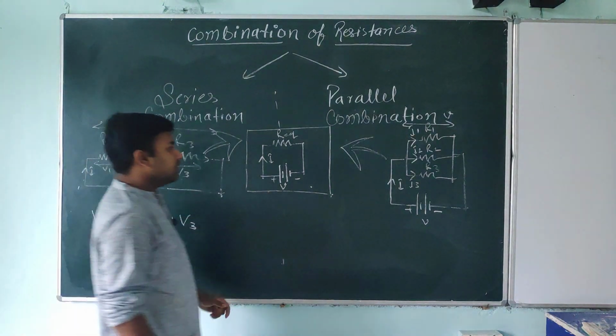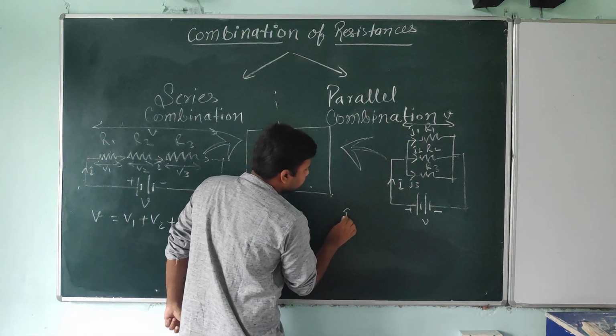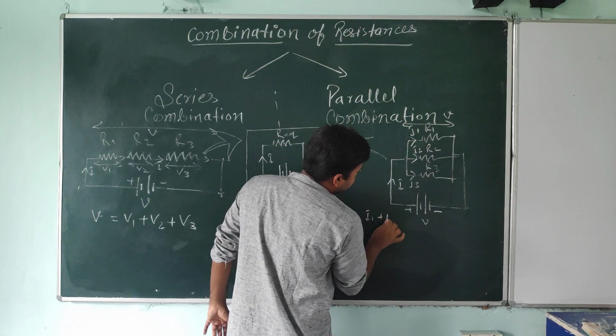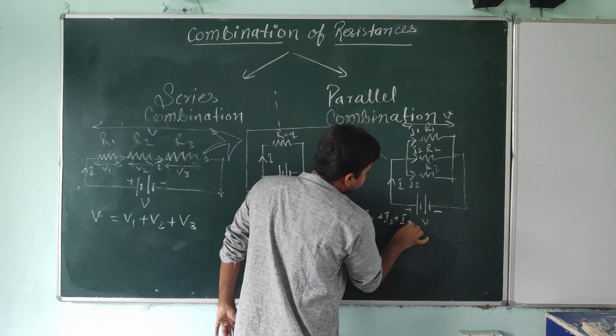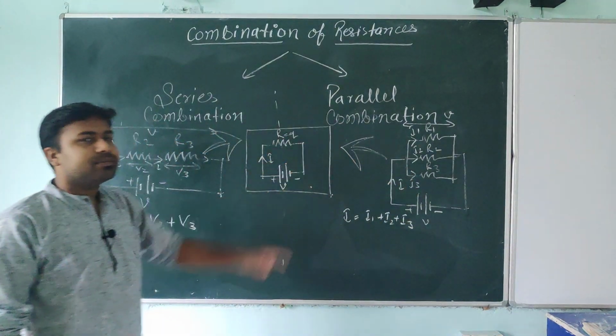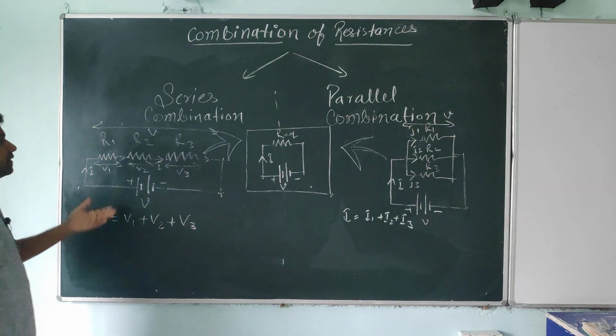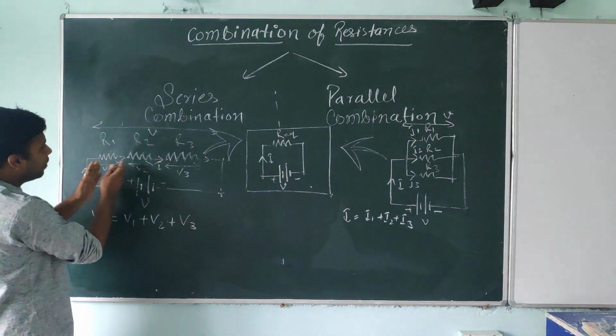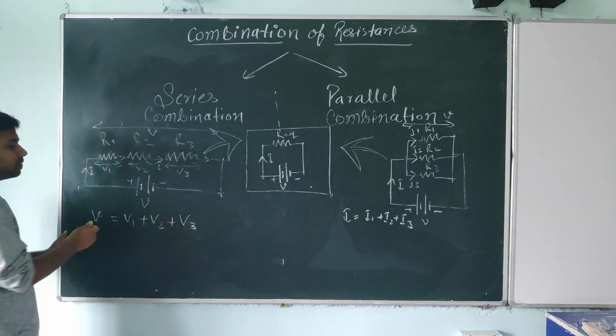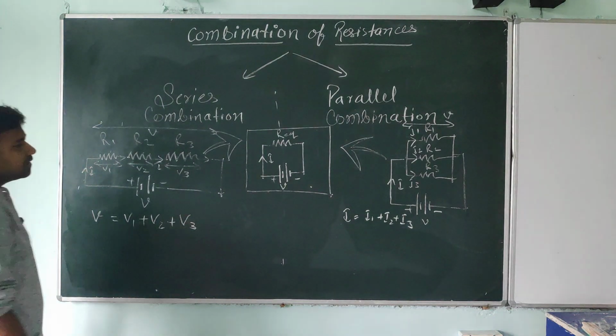And here the current I is actually I1 plus I2 plus I3, because this current I is divided in three parts. Here V, look at this, the combination of all these potential differences is actually equal to V. That's why I wrote like this.